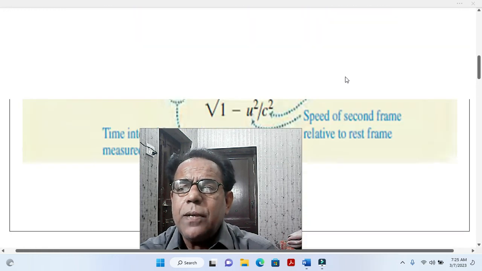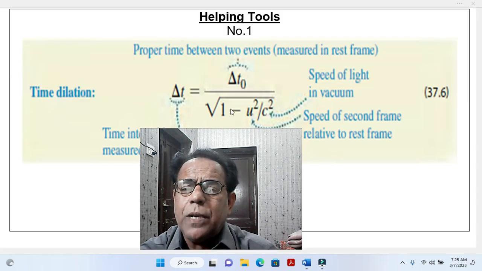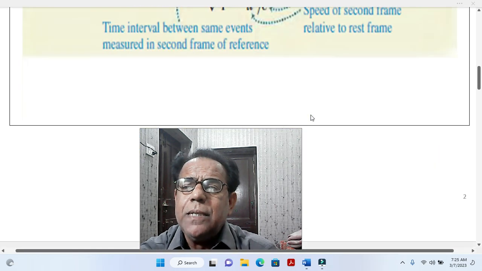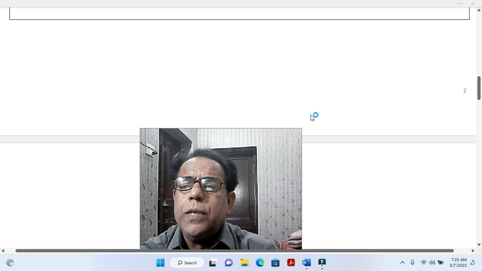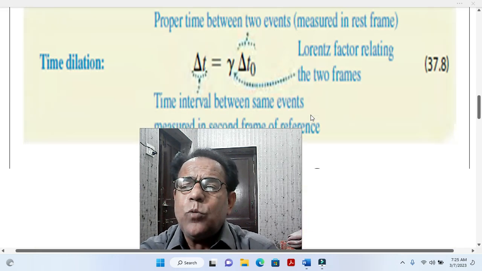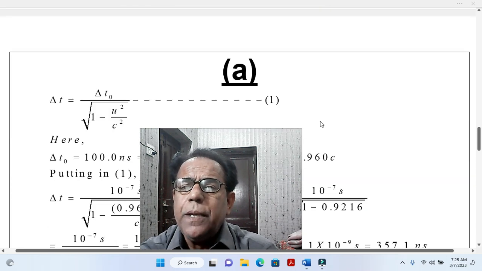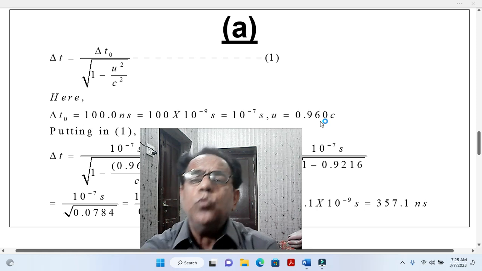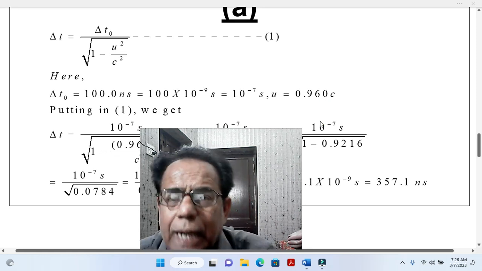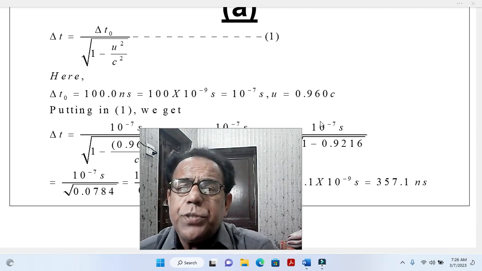This is tool number 1. Delta t is equal to delta t naught over square root of 1 minus u square over c square. So what have we done? We have done nothing. We have just used tool number 1 and given the name equation number 1 to that tool. So here tool number 1 has taken the form of equation number 1, delta t equal to delta t naught over square root of 1 minus u square over c square.